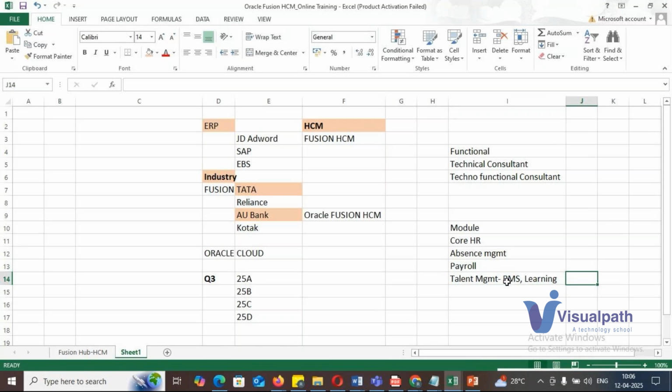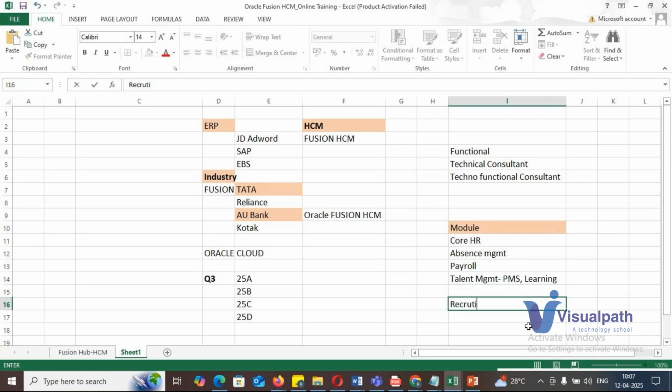PMS is basically performance management: how you can give ratings, how you can configure the rating system for who is performing in the organization, and how you can track the record of the person. Everything has to be maintained person-related only. This is very highly in demand in the market right now: core HR, absence, payroll, and talent. Then another module is recruiting.